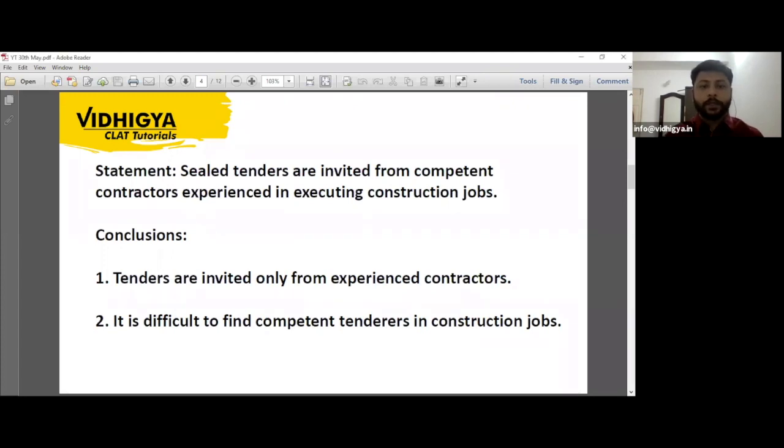All right, guys. So here we are. The first statement reads, sealed tenders are invited from competent contractors experienced in executing construction jobs. So sealed tenders are invited. This is the premise. तो आपको premise पहले समझ लेना चाहिए कि what is being told to us और किस regard में बोला गया है, और वो मेरा एक area कौन सा है जिसको हम jurisdiction बोलते हैं, जैसे तुम लोग law के terms में बोलते हो. So what is that area where I can take a call?